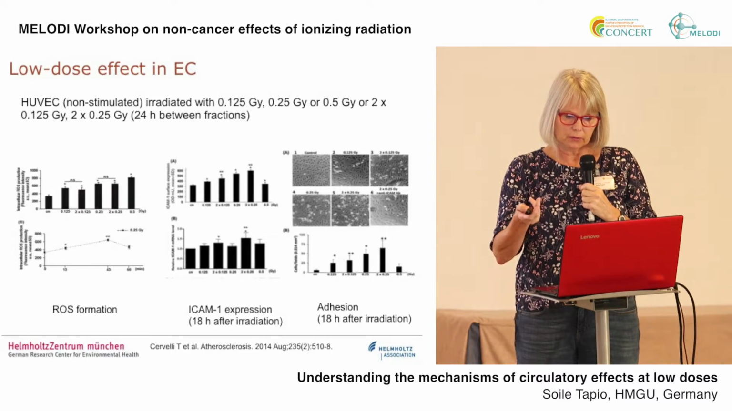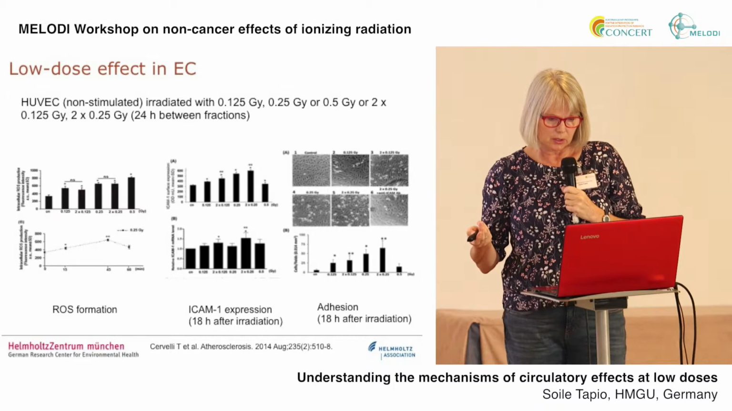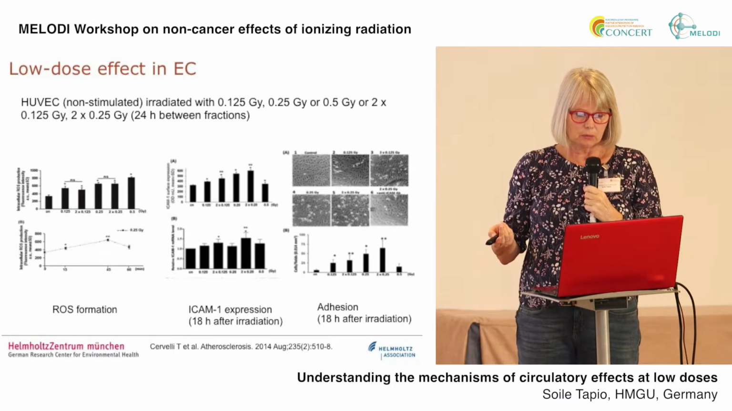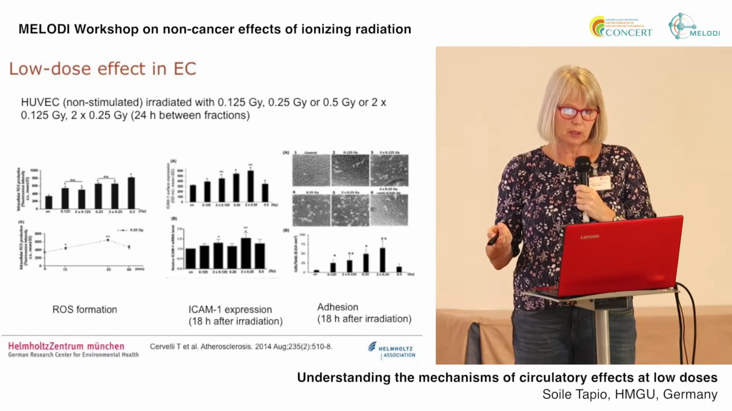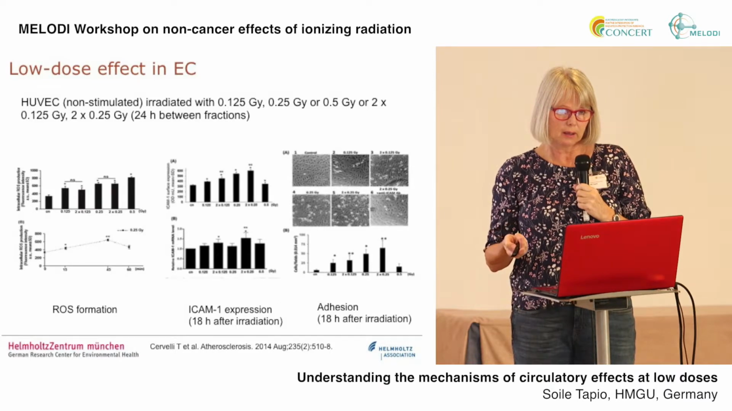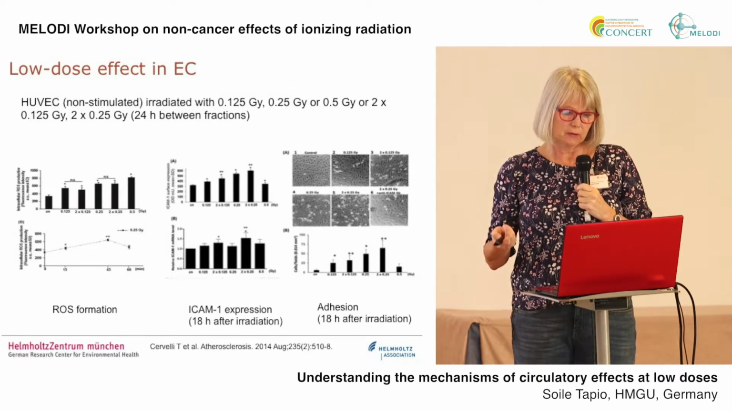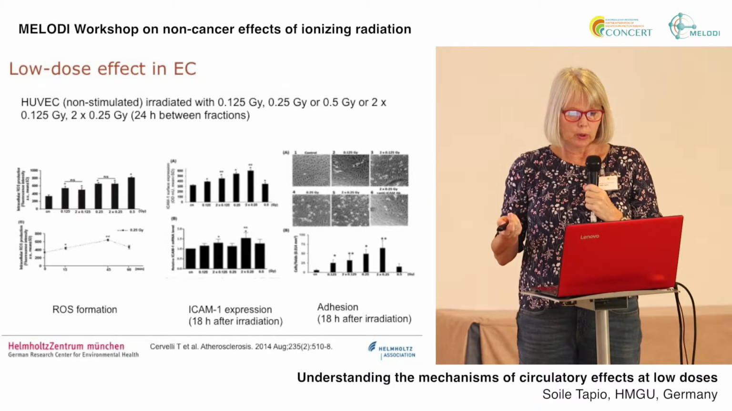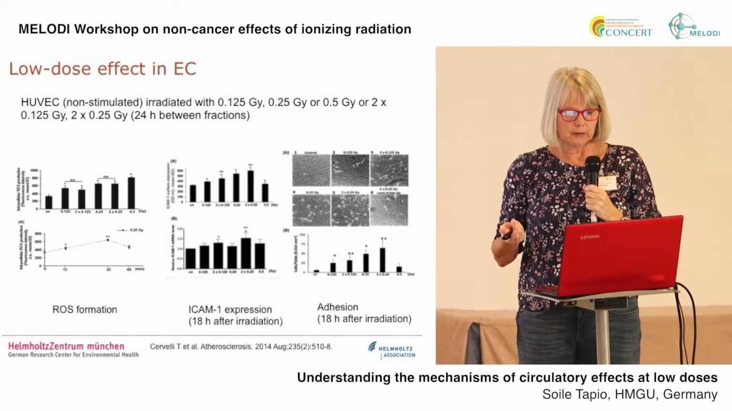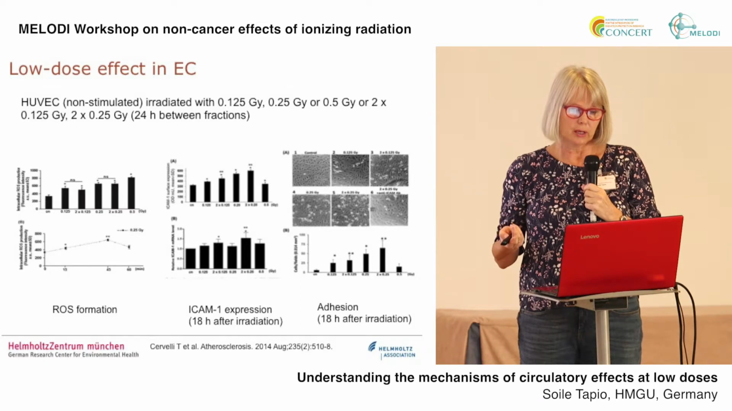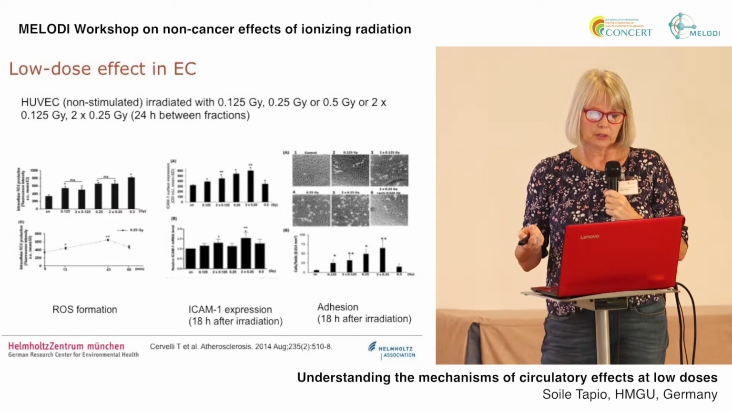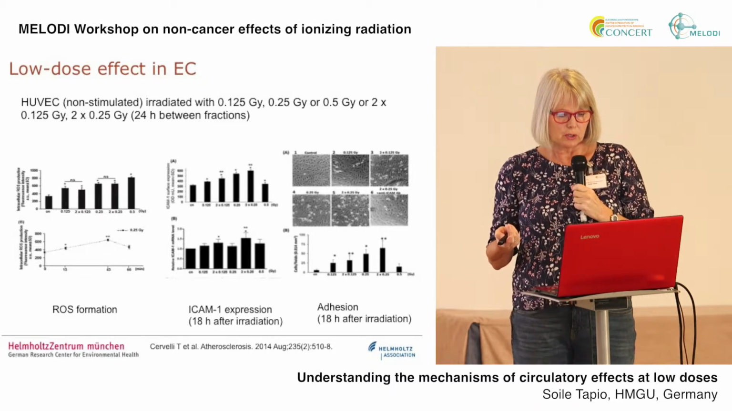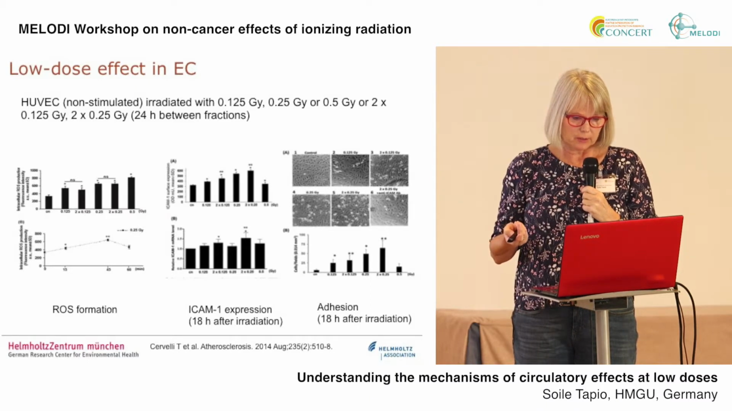This is not from ProCardio or CardioRisk. This is a paper that I just happened to see. So these were HUVECs. This is a primary human endothelial cell line. It's not heart specific, but it's a lot used. And this was irradiated with 0.125, 0.25, or 0.5 gray, or 2 times 0.125, or 2 times 250 milligray. And there was always 24 hours between the fractions.